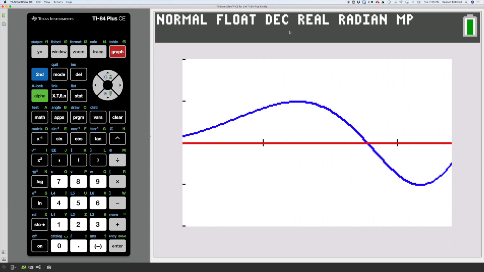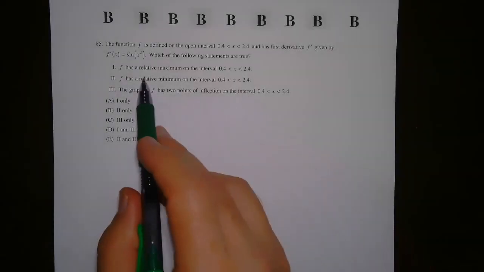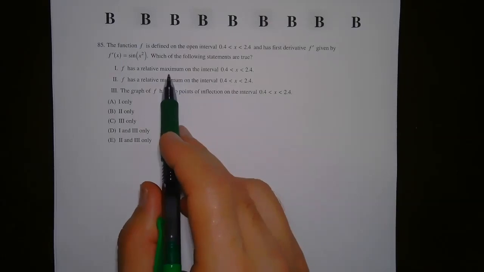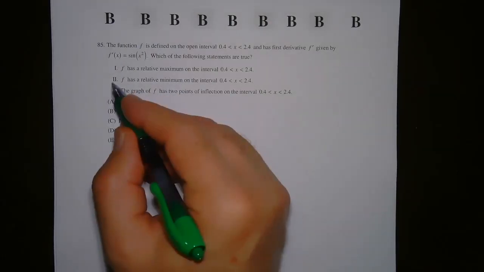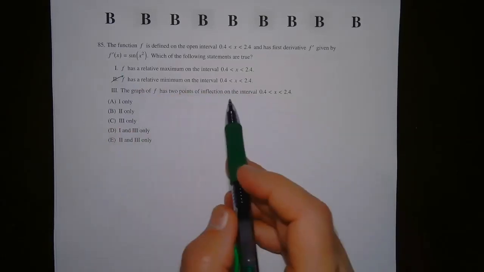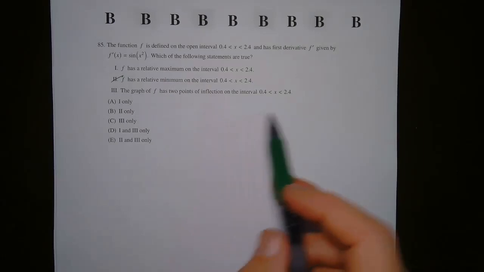All right, so let's go back and we'll answer this. Once again, we knew there's a relative maximum because f prime changed from positive to negative. It never changed from negative to positive, so this one's not true, okay? And then f prime did change from increasing to decreasing.